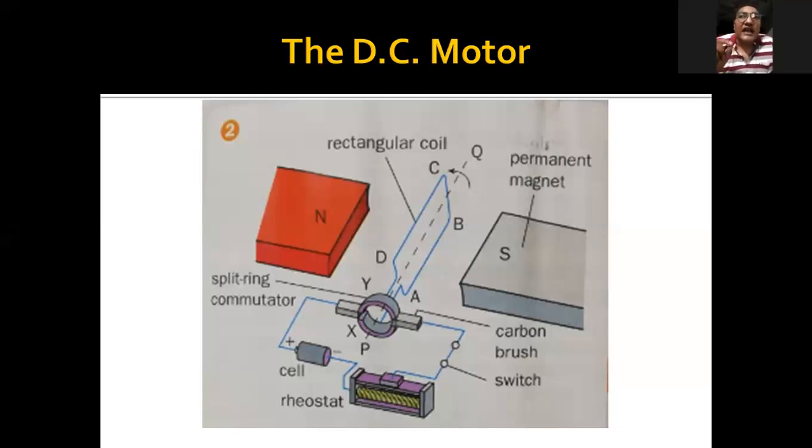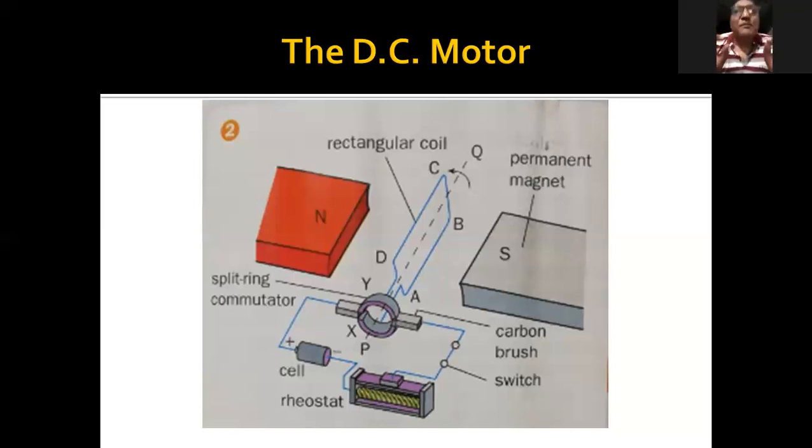And when the coil reaches the vertical position and moves anti-clockwise beyond this vertical position, the current in the AB side changes. Before, it was flowing from A to B. Now, after the vertical position, it will flow from B to A. The direction of the force before was towards the bottom. And after the vertical position, the direction of the force on the AB will be in the upward direction.